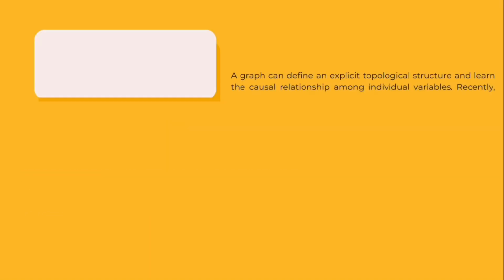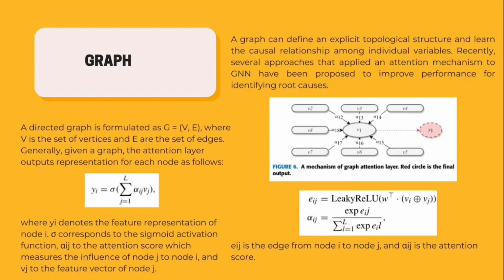Moving on to the graph based methods. A graph can define an explicit topological structure and learn the causal relationship among the individual variables. So there we can create a directed graph where V is the set of vertices and E is the set of edges, and generally using a graph we can calculate the attention scores. Here y_i denotes the feature representation of the node i, and sigma corresponds to the sigmoid activation, and alpha_ij is the attention score, which measures the influence of the node j to the node i, and v_j is the feature vector of node j.